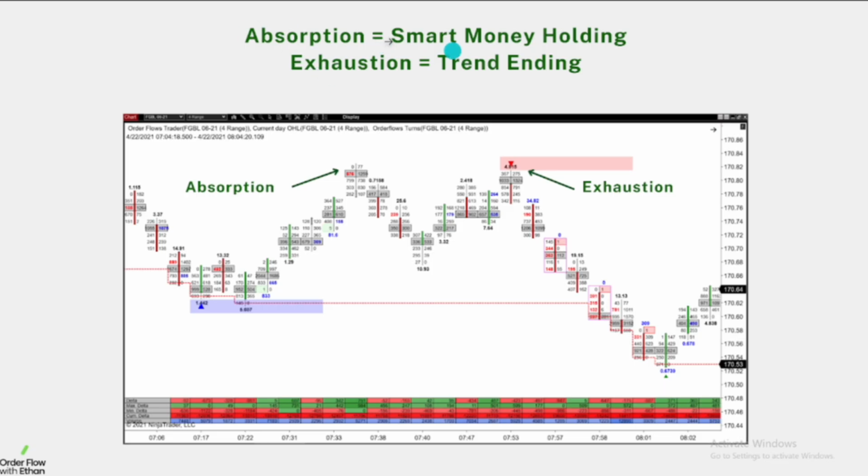So what's absorption and what's exhaustion? Absorption is smart money holding, exhaustion is trend ending. So here we have great absorption happening, and funny enough, they all happened in a short lapse of time, less than 25 minutes, we've had an absorption and an exhaustion happening. So as you can see on the top, we have 878 contracts being sold, and the candle is still positive here, like 751, while we also have 876 contracts being sold.